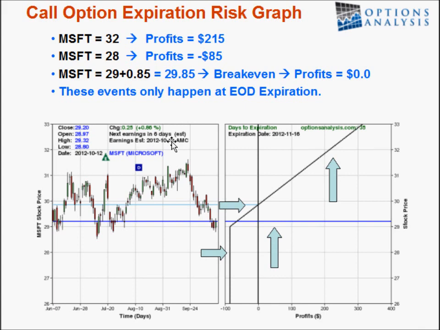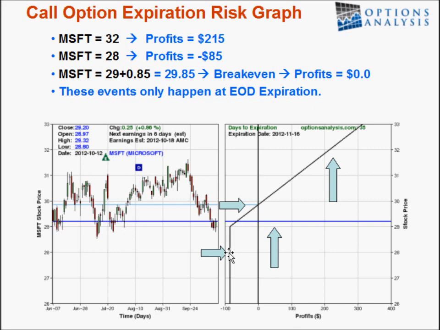Well, we can take the two numbers that we've computed and we can begin the construction of a call option expiration curve risk graph. One such risk graph is shown on the right-hand side. Let's take a look at the two points we've computed so far. When Microsoft is at 32, which is shown right here, the profit we can make is 215. We get that point right there, 215 profits shown on the bottom scale. If Microsoft's at 28, our profit is minus 85. That's shown right here, next to this blue arrow.